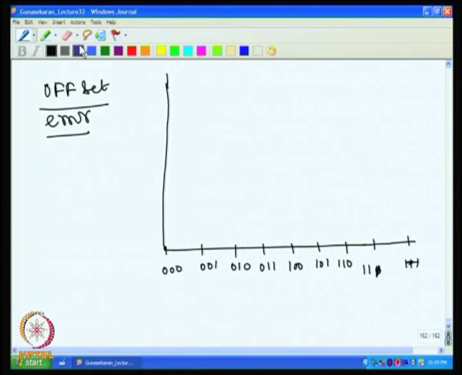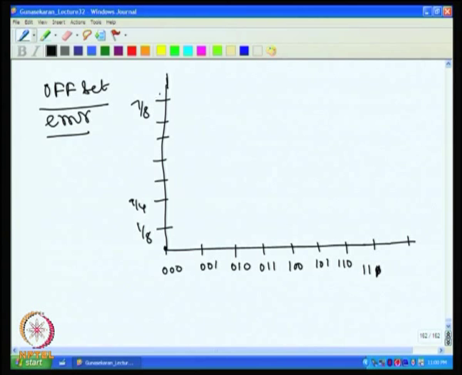Corresponding to that we will have the same output. So, 1 by 8, 1 by 4 and so on, finally 7 by 8 and then full scale. So, 1 by 4, then 3 by 8, then 5 by 8, then 3 by 4 and so on, we have this.